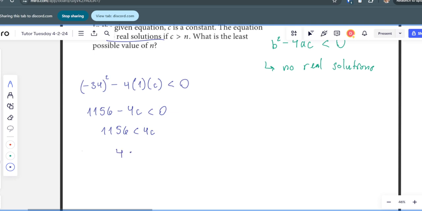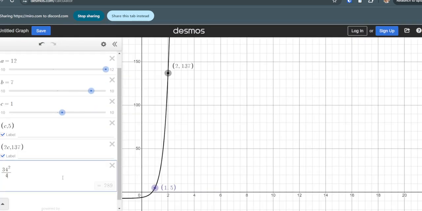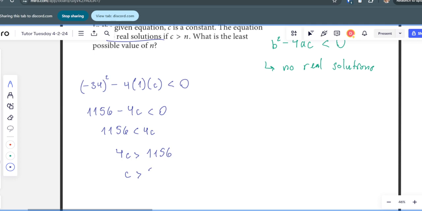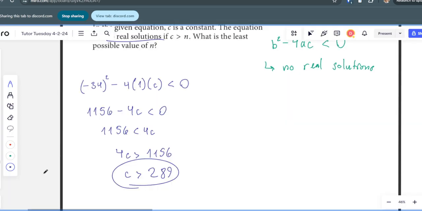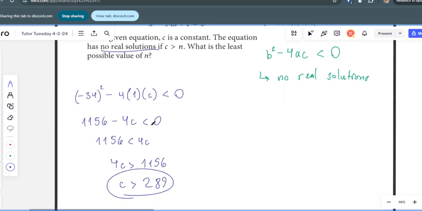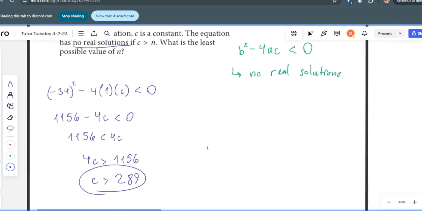or let me write it like this. 4c is greater than 1156. Divide by 4 to get c has to be greater than 289. So c greater than 289 looks like our solution. So N equals 289.